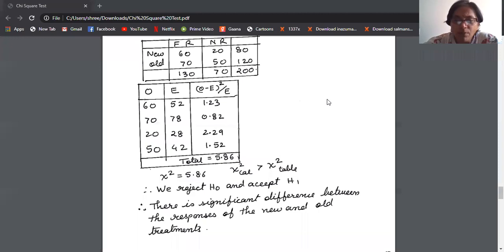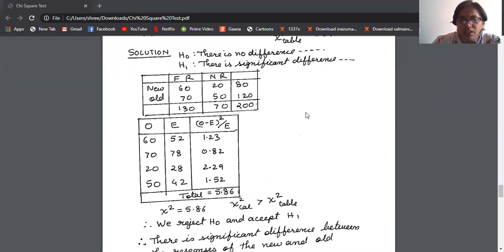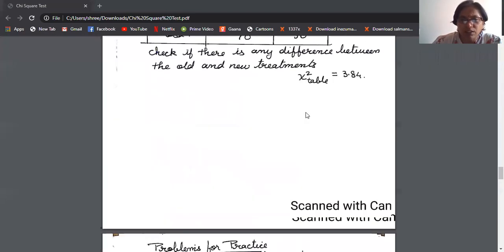Richa, very good. Anita also. So therefore, your final answer is going to be, there is significant difference between the responses of the old and the new treatments. Okay. Roshni, correct answer. Very good.